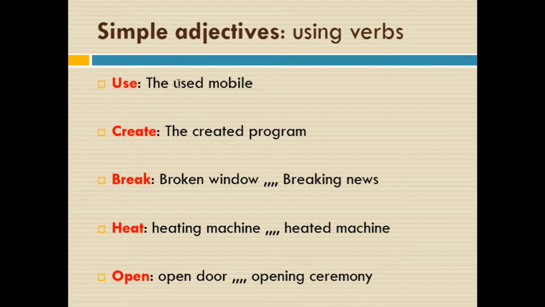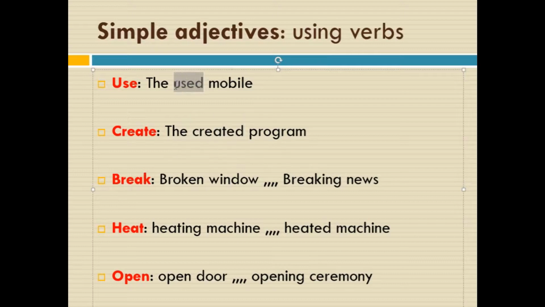The police said the used mobile for the crime was an iPhone, for example. Okay, so the used mobile was used by something. In this case, it looks like the passive form, right? So let's go to create. The created program. So this is almost the object, the noun that has been described by the adjective is almost an object, right? So the created program, somebody else, a subject, created it, right?